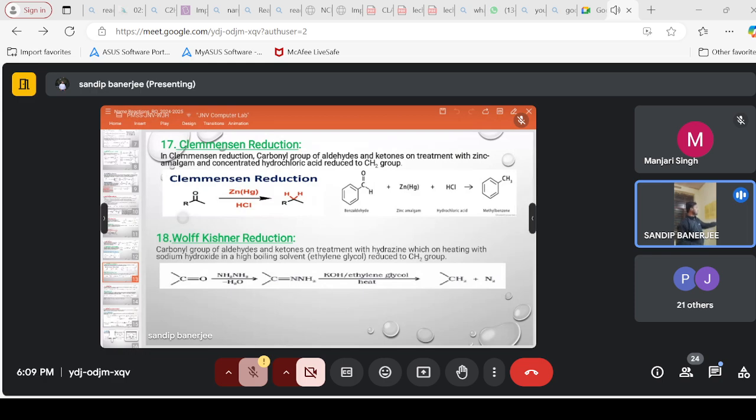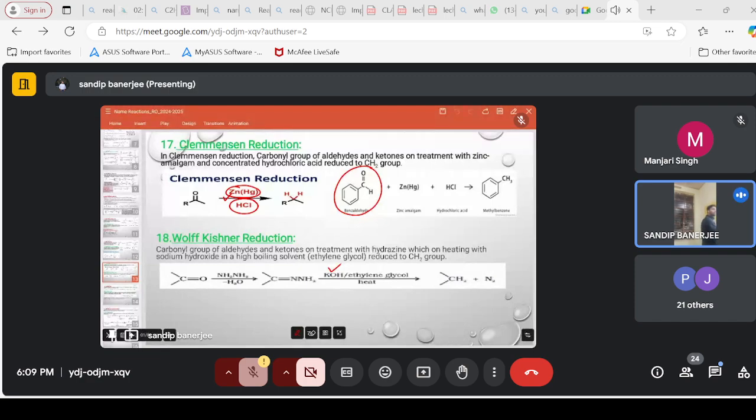Okay, now the next two reduction reactions: one is Clemmensen and the second one is Wolff-Kishner. Basically, both are reduction reactions. In these reductions, from the carbonyl component you can use either an aldehyde or a ketone, no problem. But one reaction is catalyzed by acid and the second is catalyzed by base. Here, in this case, zinc is trapped in mercury. This is called zinc amalgam.